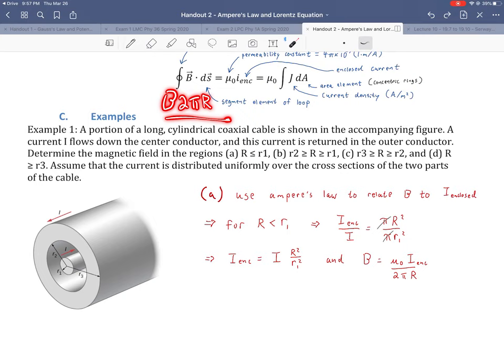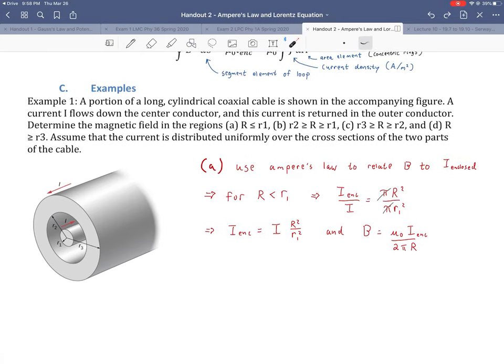And the reason it just becomes B times 2 pi r is because the field is unchanging. The field is uniform at a particular distance from the center of the wire. And when you integrate over the loop, integrating over ds just gives you 2 pi r, the circumference of the loop. So that's really what this integral always becomes, just B times 2 pi r. Again, you can see some real similarity here to Gauss's law. Refer back to handout one.